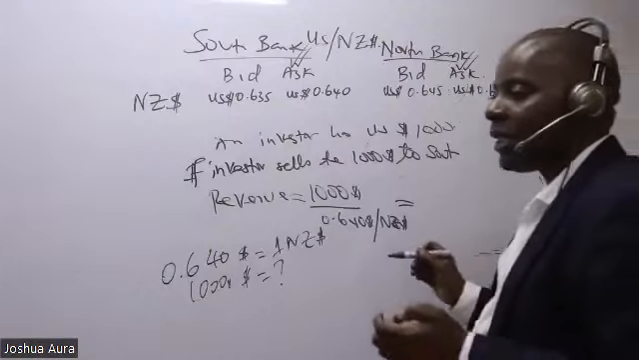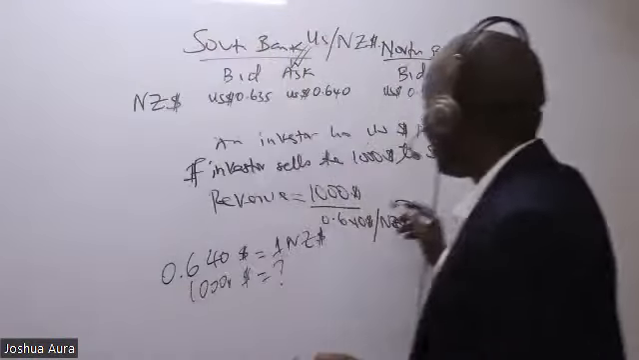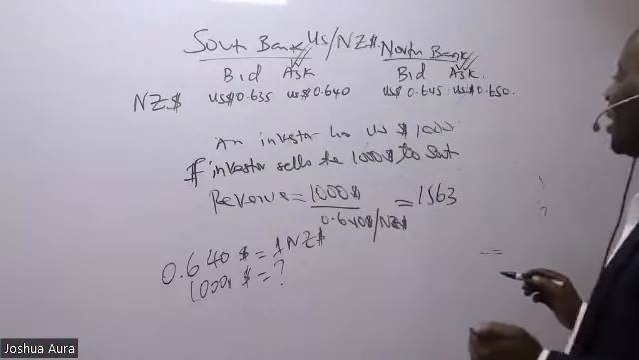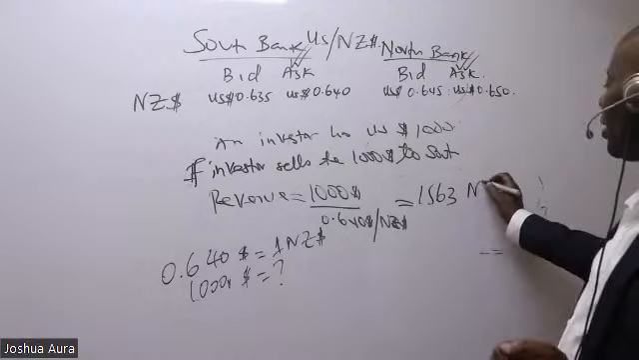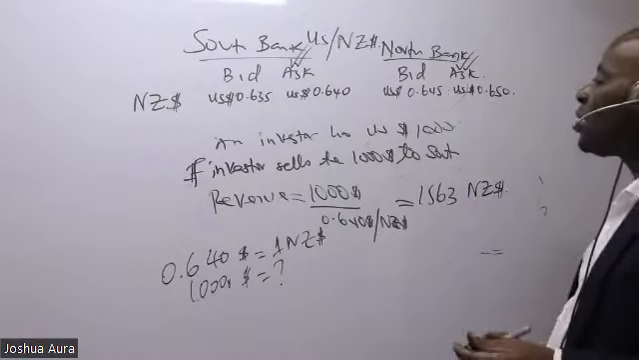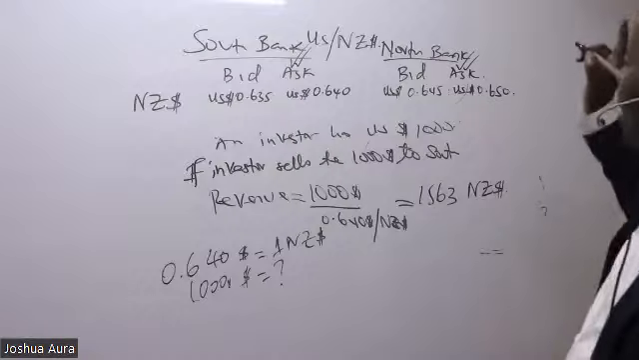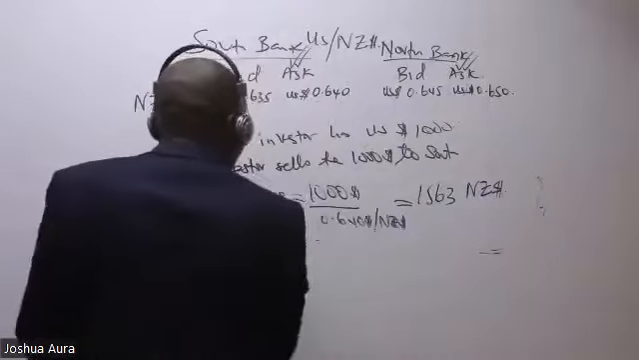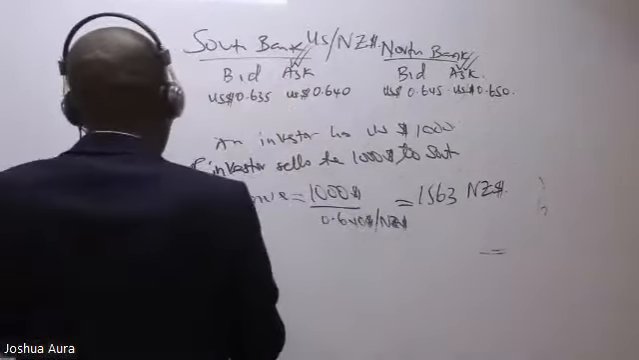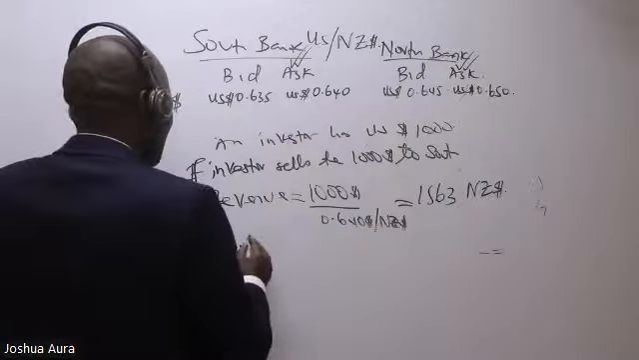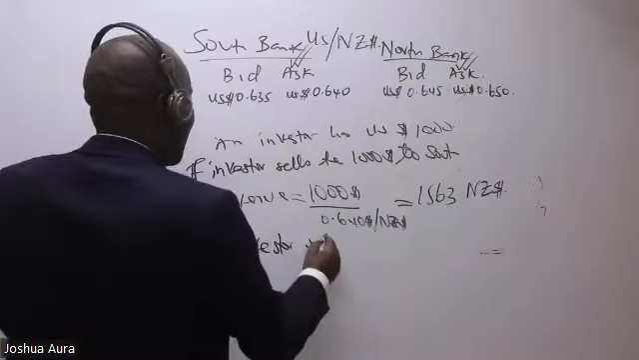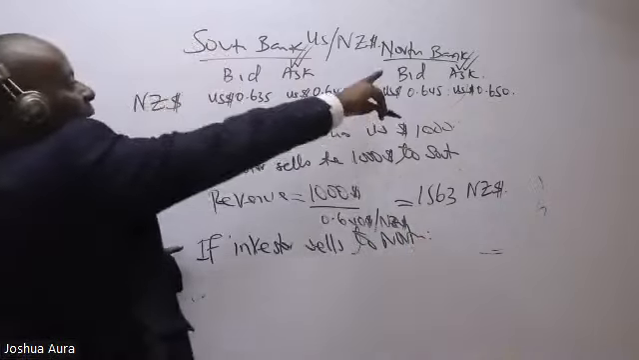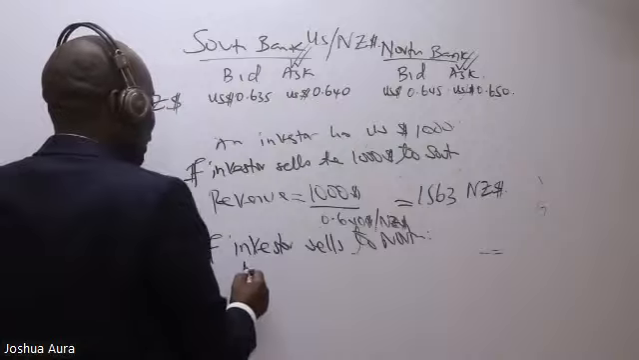So in this case here, they are giving me the figure, it is 1563. 1563 New Zealand dollars. What if the investor sells these to North? If the investor sells to North, which asks at what rate? So in this case here, we shall get revenue.